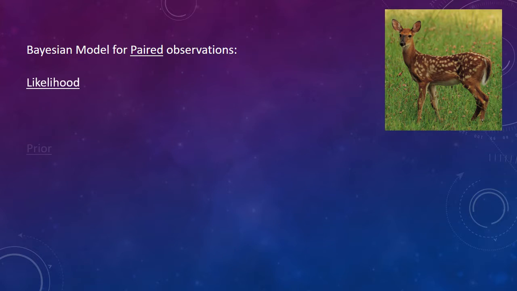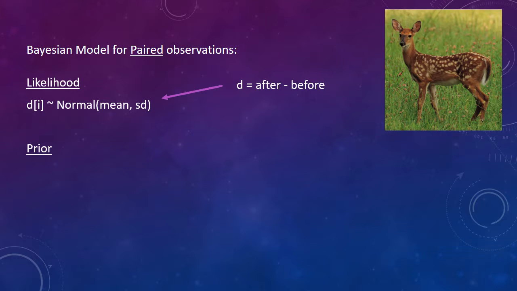There are a couple of ways to set up a Bayesian model for paired observations. The simplest way is first to compute the difference between the two measurements for each pair, and then estimate the mean of the differences directly. We'll use a normal distribution for the likelihood, and vague uniform priors for the mean and the standard deviation. Since the deer population could increase or decrease after the highway is built, the average difference could be positive or negative, so our uniform prior for the mean should include both positive and negative values. Standard deviations, on the other hand, are always positive. It isn't possible to have negative variability, so our uniform prior for the standard deviation should only include positive values.